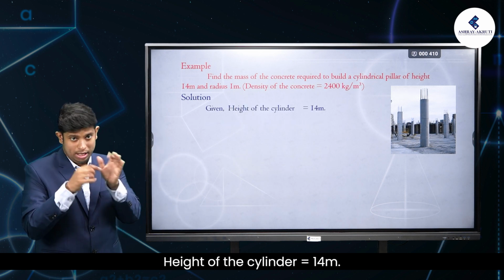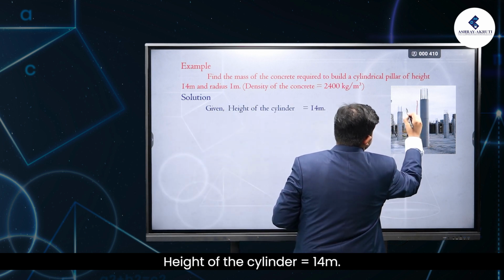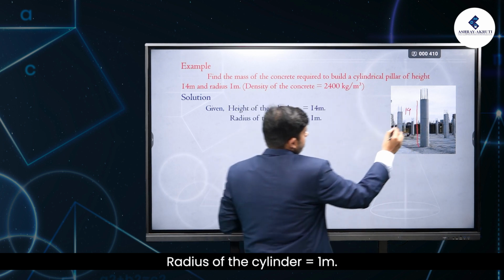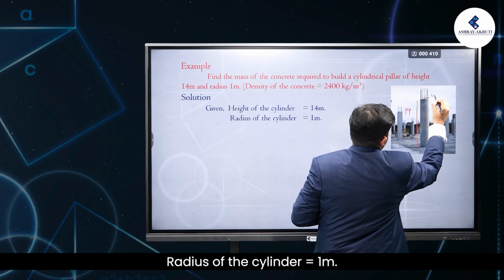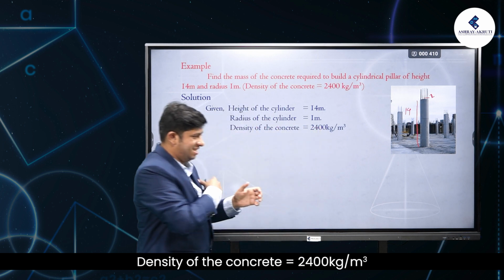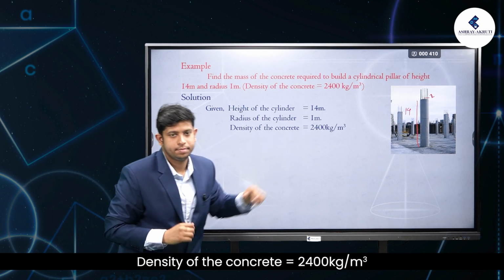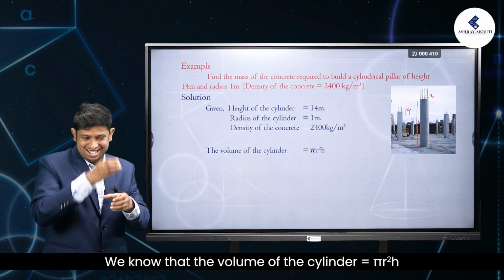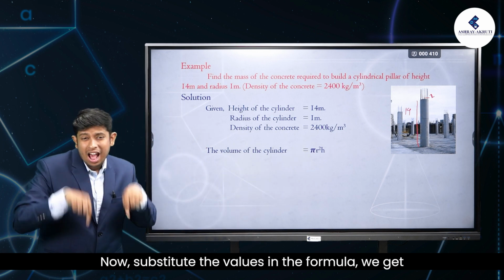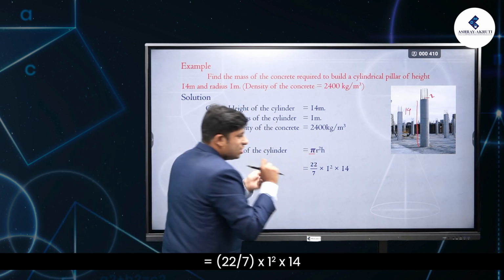Given height of the cylinder is equal to 14 meter, radius of the cylinder is equal to 1 meter, density of the concrete is equal to 2400 kg per meter cube. We know that the volume of the cylinder is equal to pi r square h. Now substitute the values in the formula. We get 22 by 7 into 1 square into 14.